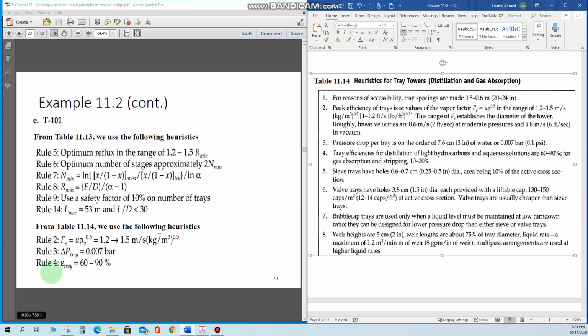Rule number 4 says the efficiency of each tray should be between 60 and 90%. Tray efficiencies for distillation of light hydrocarbons and aqueous solutions are 60 to 90%. We have to use this factor because we are dealing with hydrocarbons, so we use this percentage range to estimate the tray efficiency.